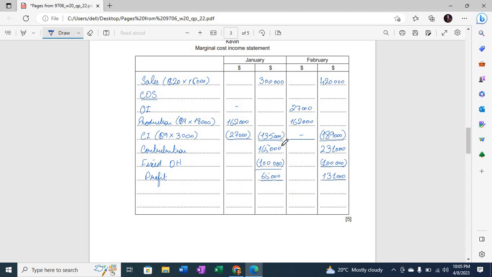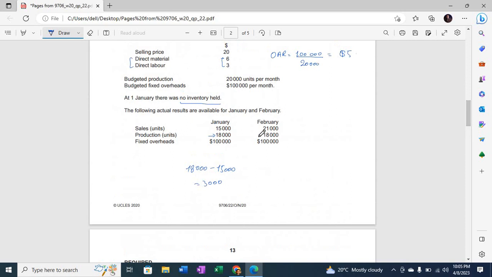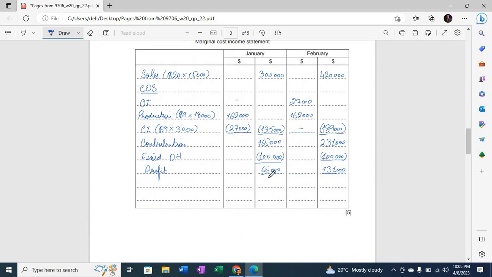Sales less cost of sales, you will get contribution. We know the format of marginal costing: sales minus variable cost, we get contribution. Now the fixed overheads are $100,000. Actual fixed overheads are $100,000 for January. So your profit will be $65,000 in January.